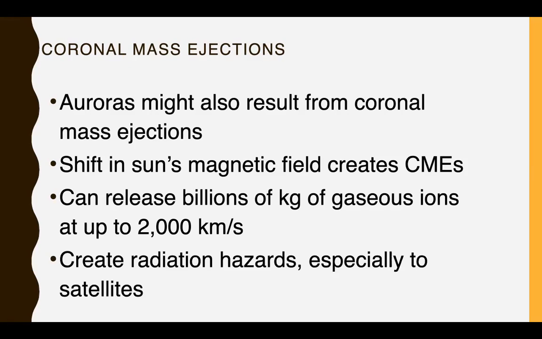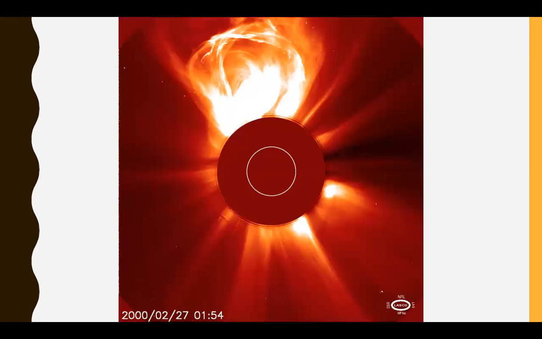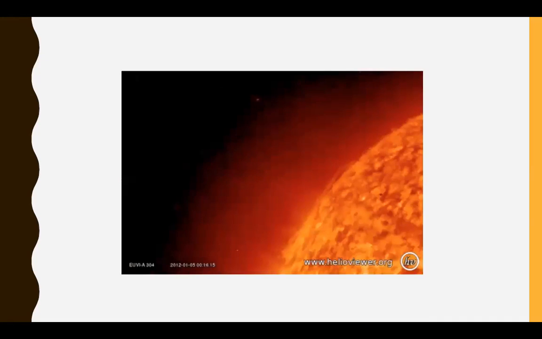They create radiation hazards, especially to satellites. So these are the kind of ejections, the kind of activity that can fry our satellites if we don't see them coming. So again, here, this is the outline of the sun, but they've blocked out this bigger area so that you can actually see the coronal mass ejection. Remember, you cannot see the corona except during a solar eclipse, but what they can do is cover up the sun so that you're allowed to see it. This is billions of kilograms of gas that is being flung out into space.